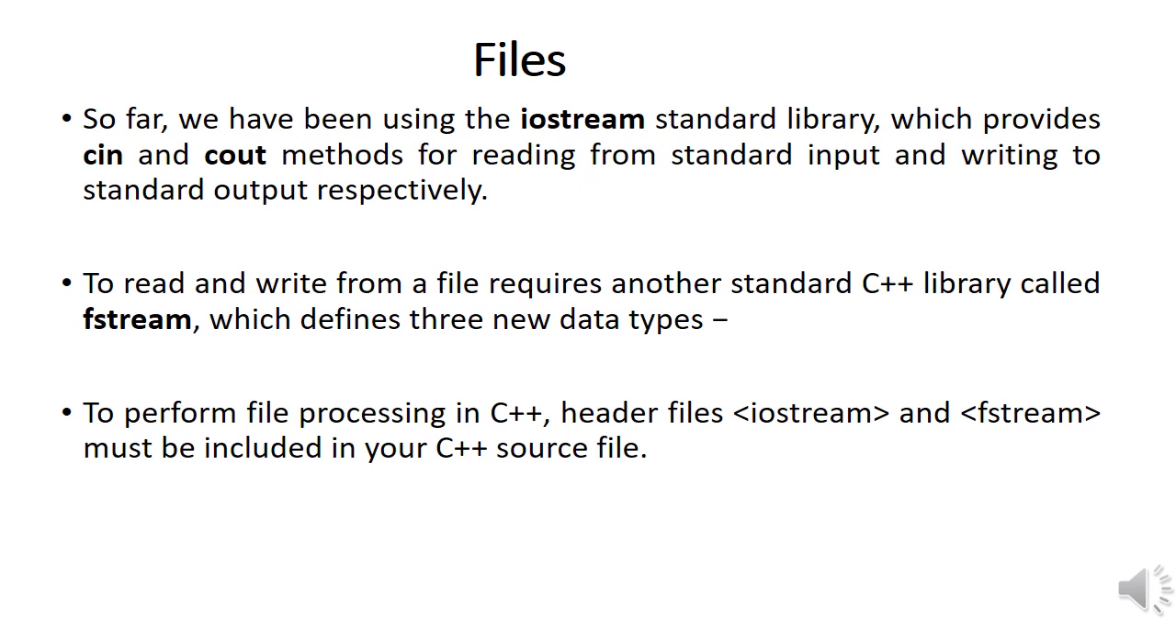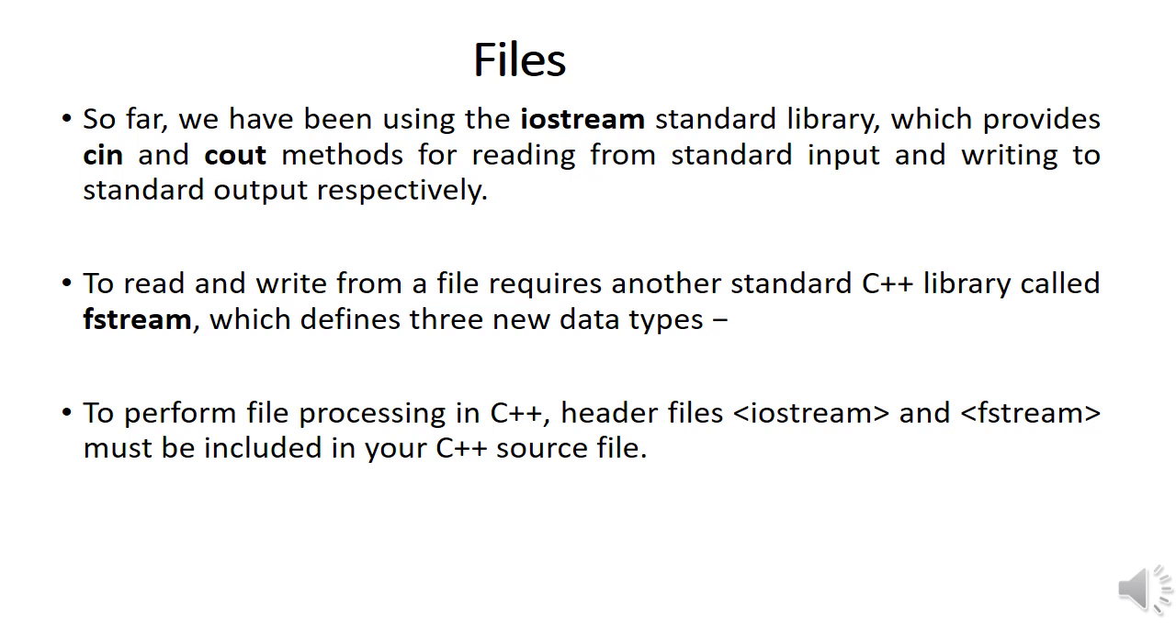To perform input and output operations in C++, we have been using the iostream standard library, which provides cin and cout methods for reading from standard input and writing to standard output. To perform read and write operations in files, we have to use another C++ library called fstream.